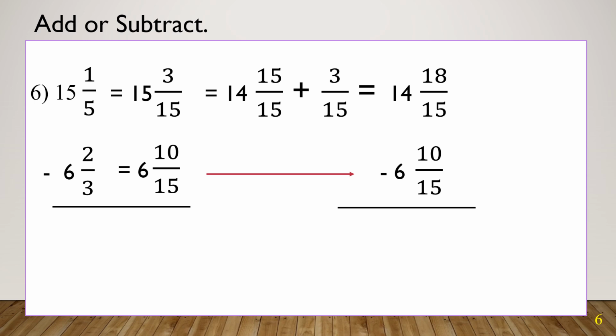So, pwede na ba tayong mag-subtract? Okay, pwede na po. So, 18 minus 10 is equal to 8. Then, copy the denominator, 15. Then, yung whole number, 14 minus 6, the answer is 8. Okay, evaluate po natin. Ang 8 over 15 ba, pwede pang i-simplify or mayroon pa siyang GCF na pwedeng i-divide? Okay, so wala na. So, yan na po ang ating final answer.